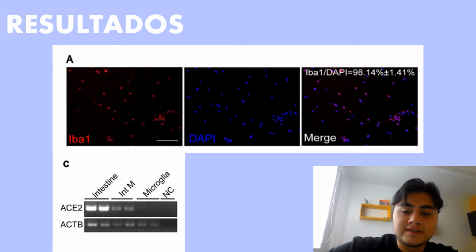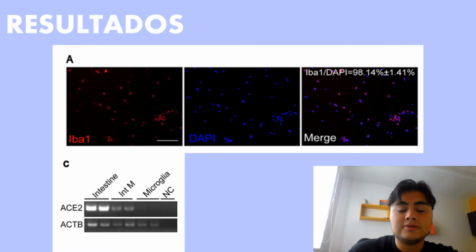cells of the intestine and of the microglia, and the negative control is normally water, and it's used since it does not have genetic material, so nothing is seen. There is greater expression of ACE2 in the intestines and it is practically not seen in the microglia.